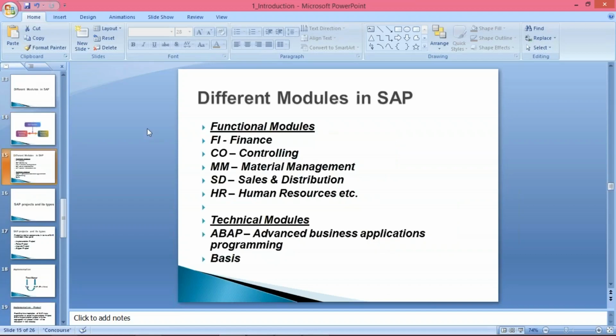There are several modules which are part of the functional module. Look here: FI means finance, then controlling, material management, sales and distribution, human resource. Apart from this, we also have several other modules like project system, production planning, quality management. These are all the modules which come under functional module. Now, if we talk about technical modules, right now we have ABAP and Basis. These are the most popular modules in technical module.